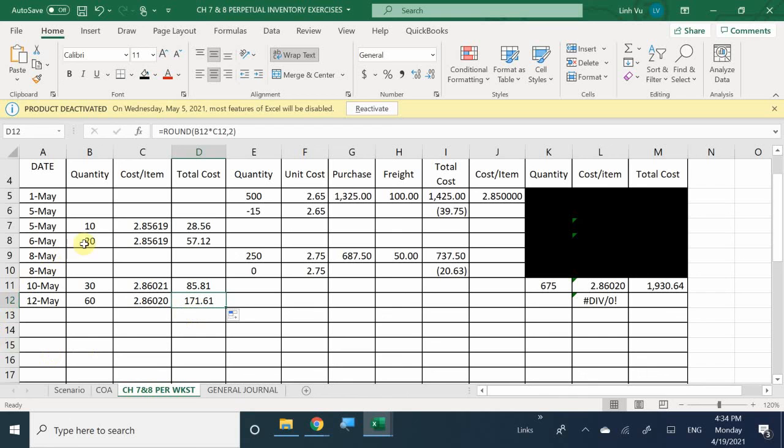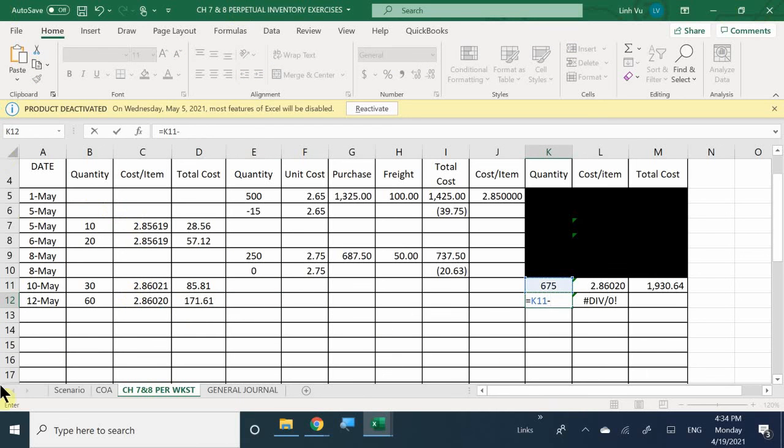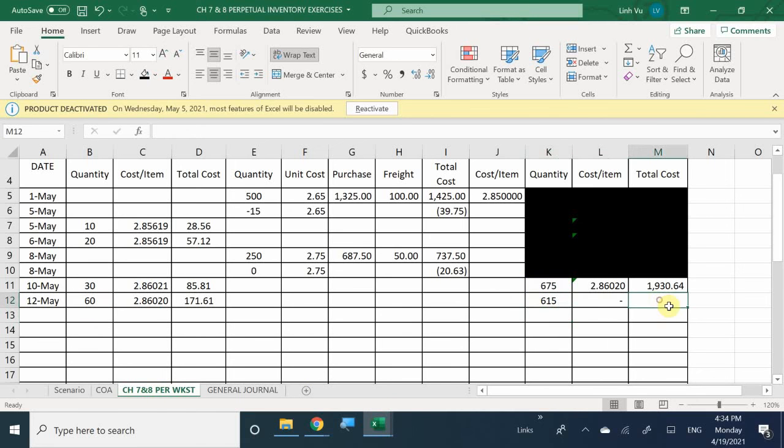But let's go ahead and update our inventory first. So what's my new quantity? 615. 615, right? What is my new total? 1759 and 3 cents. 1759 and 3 cents. So therefore, my new cost per item, average cost per item, is now the same thing. Right? So once again, I'm going to hide this information.